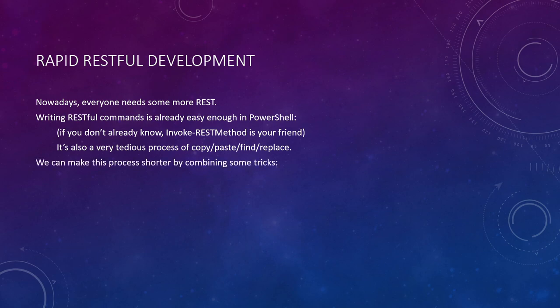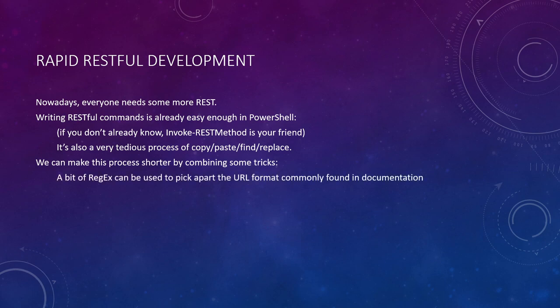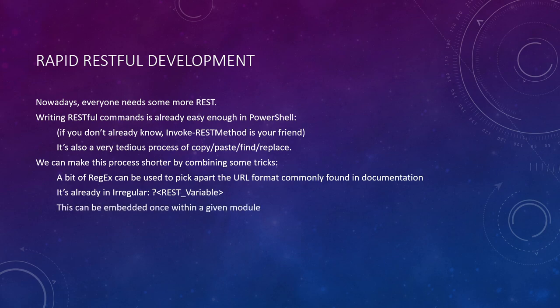We can make this process shorter by combining some of the tricks we've already learned. A bit of regex can be used to pick apart the URL format commonly found in documentation or in an OpenAPI specification. There are a few different forms found, but they're almost all incorporated in the expression already built into a regular REST underscore variable. This can be embedded once within a given module or given command, so you can have a core invocation base to build on top of. And this handles most of the problems of getting the variables into the URL.